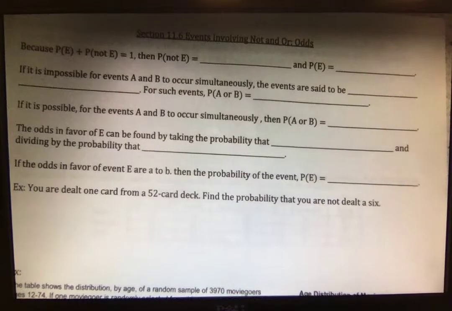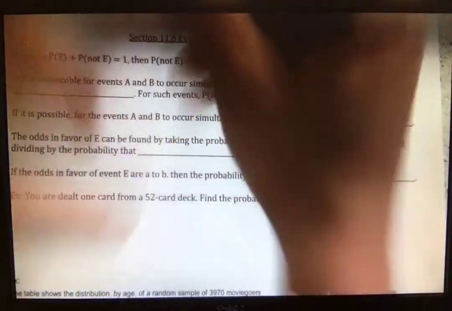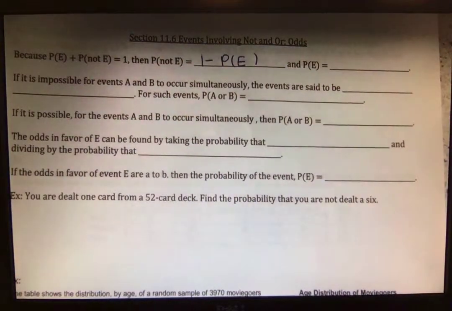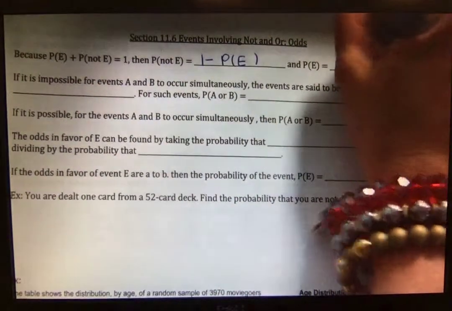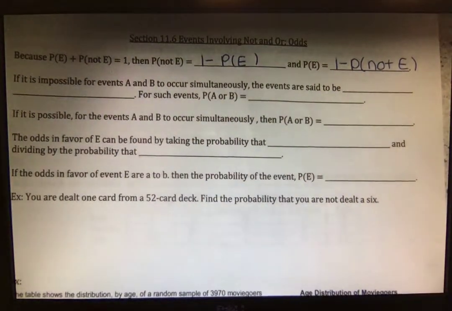So if I solve for P not E, the probability of E not occurring, that will be 1 minus the probability it does occur. So the probability that an event will not occur equals 1 minus the probability that it will occur. With that being said, the probability that it will occur is 1 minus the probability that it will not occur. Sometimes in a problem they give us the probability that it won't happen, and we have to find the probability that it will happen. That's when we use these formulas.